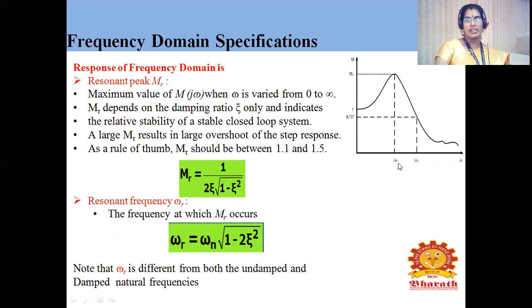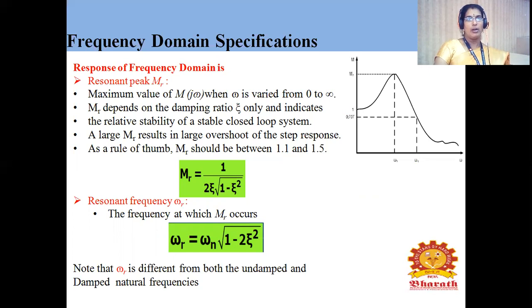Okay, so this is the frequency versus magnitude plot. At the point where omega r reaches the maximum value is nothing but M suffix r. That's what they have given: the maximum value of M of j omega when omega is varied from 0 to infinity. MR depends on the damping ratio zeta only and indicates the relative stability of the stable closed loop system. This resonant peak depends on the damping ratio zeta, and it provides a relative stability of the stable closed loop system.